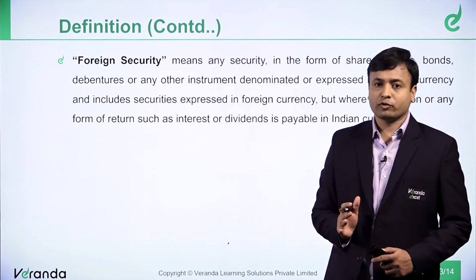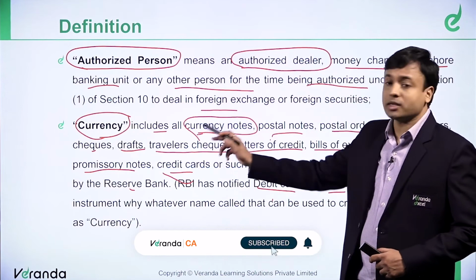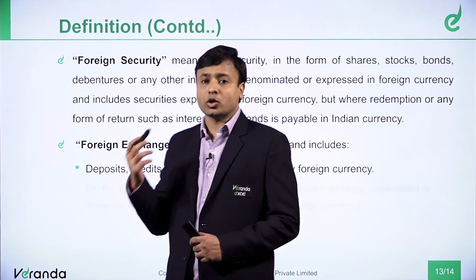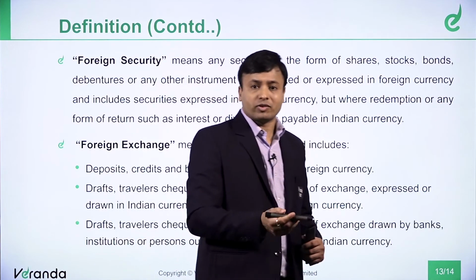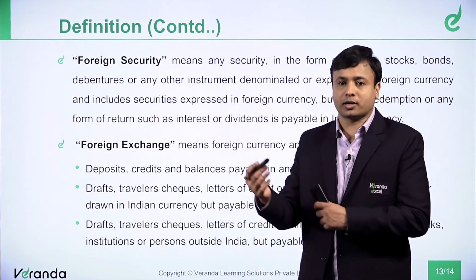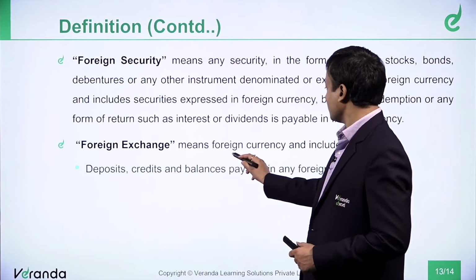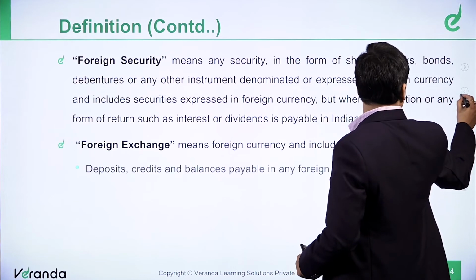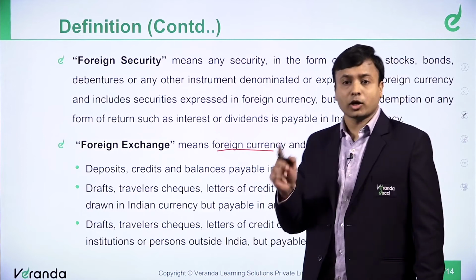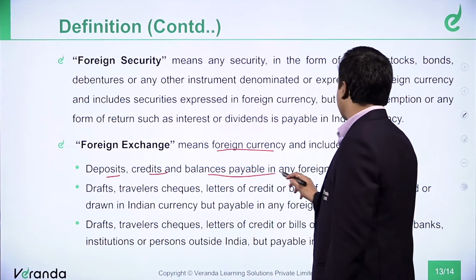When I spoke about currency, currency includes notes, checks, drafts, traveler's checks and everything. So instead of currency, just add foreign currency. So it includes foreign currency, and it includes deposits, credits and balances payable in any foreign currency.